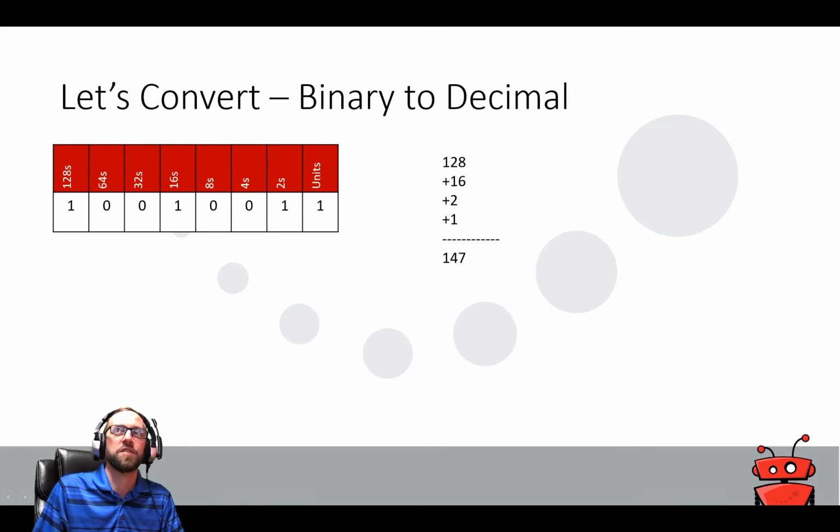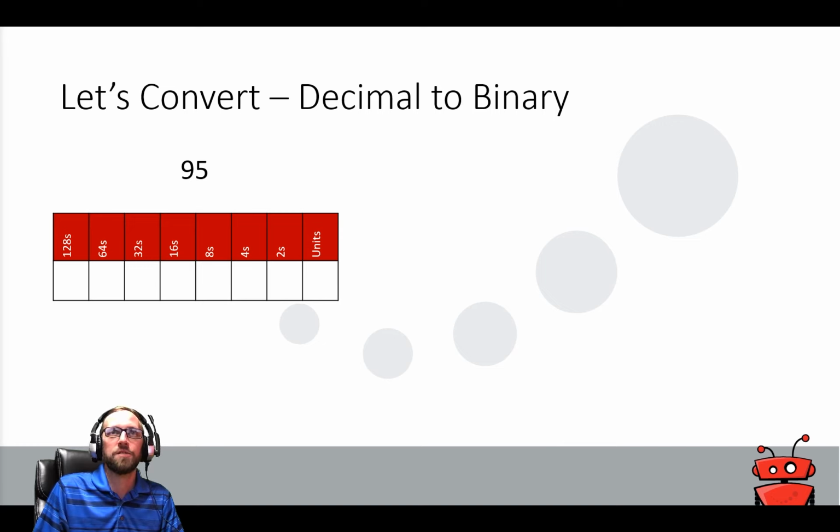And we're going to take a look at how that works when we do the other way around next. Okay, so now we're going to go the other way around. We're going to take a decimal number and convert it to binary. So let's use the decimal number 95.